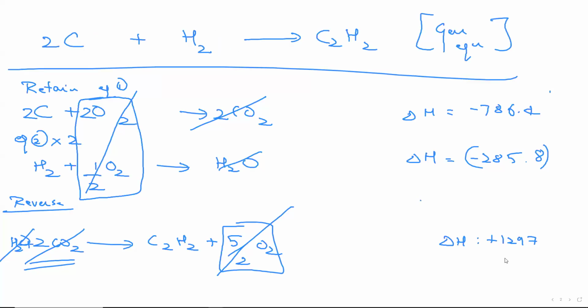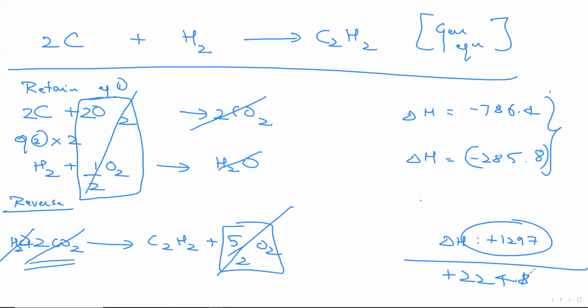Simple. Now a regular addition. We add minus 786 minus 285, plus 1297. Do that math. You'll be getting the answer as plus 224, that is 224.8 kilojoules.